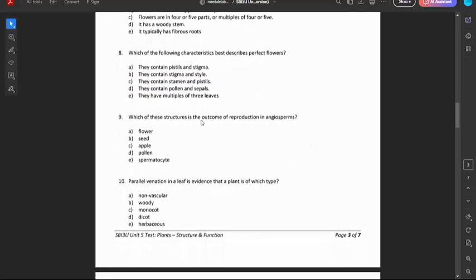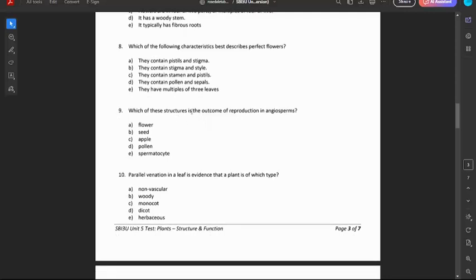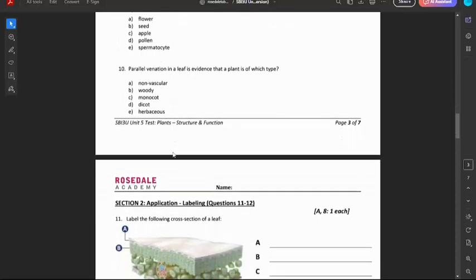I think I'm right? Which of the structures is the outcome of reproduction in angiosperms? Alright, number 9. So flower, nope, that's what we use to reproduce, not the outcome. Seed, so that's your answer right here. This is a fruit, this is pollen, definitely not true. You don't even know what that is. So when you see a vocabulary word that you never learned, just know it's probably not that.